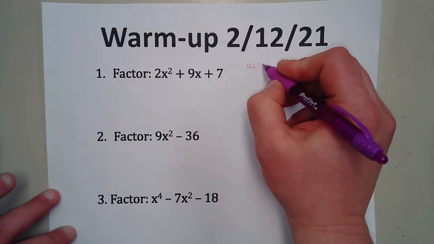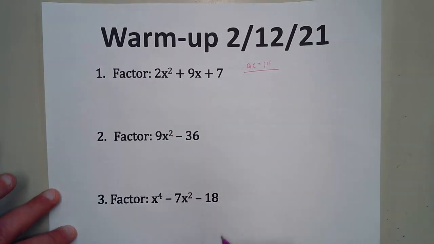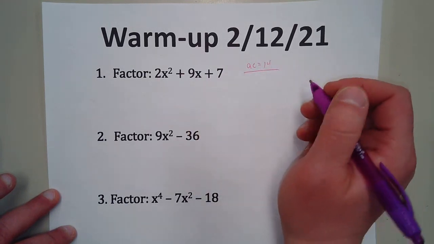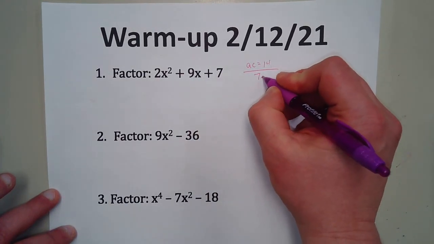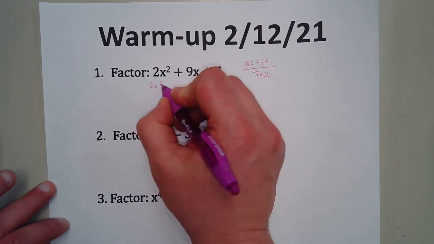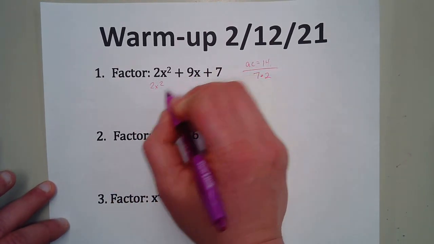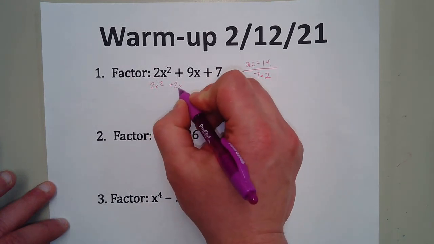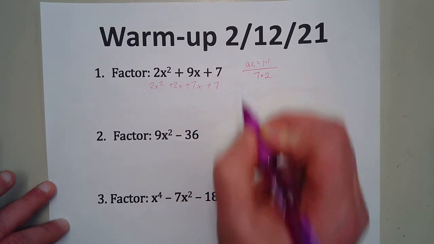So our AC value is going to be 14. And we need to find factors of 14 that add to a 9, which we'd want to use 7 and 2. From here, we rewrite that middle term. So we keep this the same. We rewrite the 9x as the 2 and the 7. So 2x, 7x plus the 7.